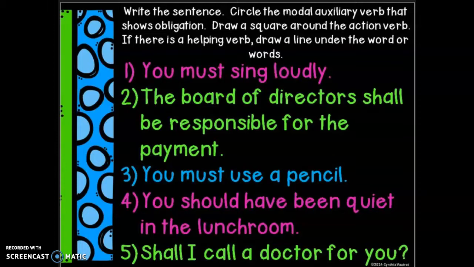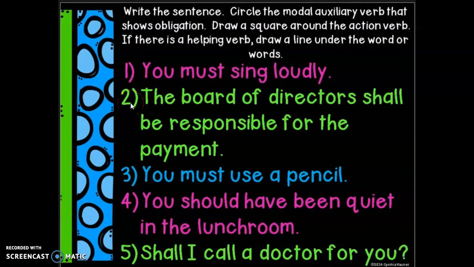So number one says, you must sing loudly. If we're doing this one together, you must sing loudly, what is the verb that's showing obligation, something that you're responsible for doing? For this one, it would be must. And what are you doing? What's the action verb in this sentence? The action verb in this sentence is sing. Okay?